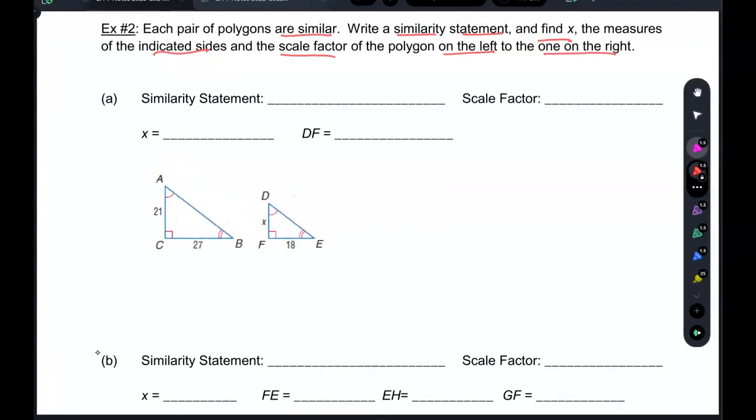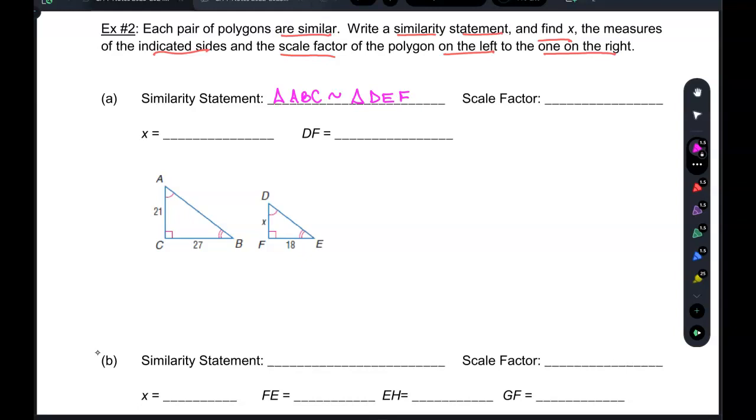Okay, let's start off with a similarity statement. So the first one, we could name this any way we want. I'll just go with A, B, C. We're going to use a similar, not congruent. And then we want to make sure it goes in order. So D matches with A, E matches with B, F and C.